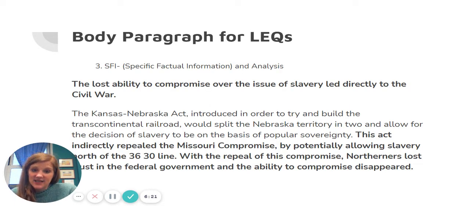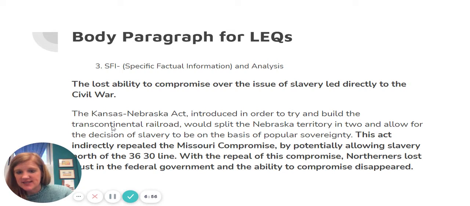The next thing in an LEQ that you want to make sure that you have in a DBQ as well is SFI, specific factual information. You cannot write a good LEQ or a DBQ, nor can you get the points that you need, without introducing very specific facts. And when you do that, you want to do it in an organized way. You want to introduce your fact, then define your fact, and then write a sentence that tells your reader how your fact supports or analyzes your argument.